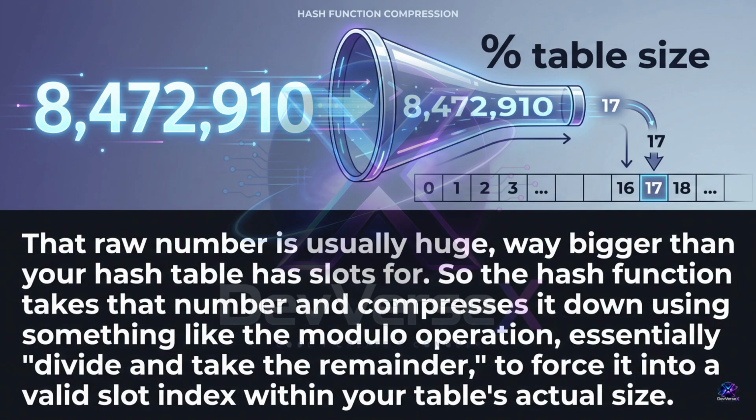That raw number is usually huge, way bigger than your hash table has slots for. So the hash function takes that number and compresses it down using something like the modulo operation, essentially divide and take the remainder, to force it into a valid slot index within your table's actual size.